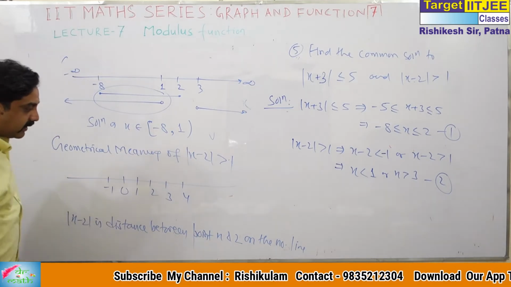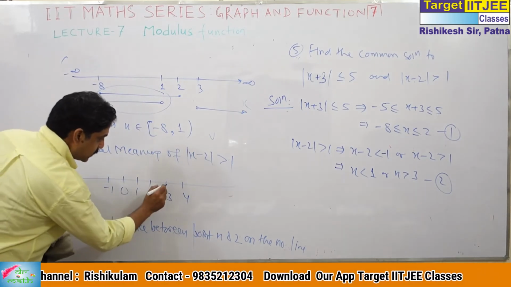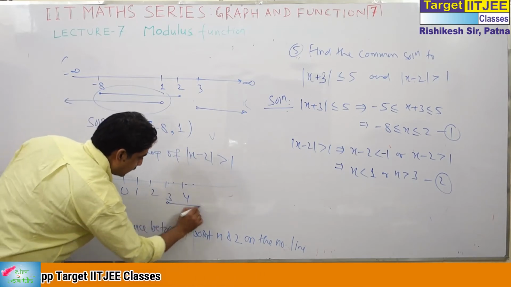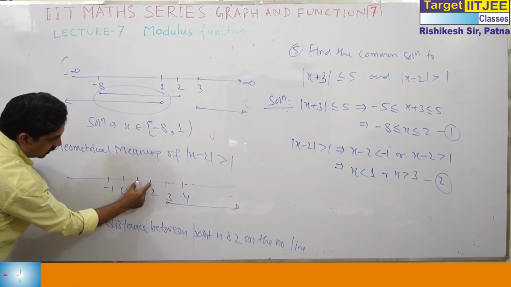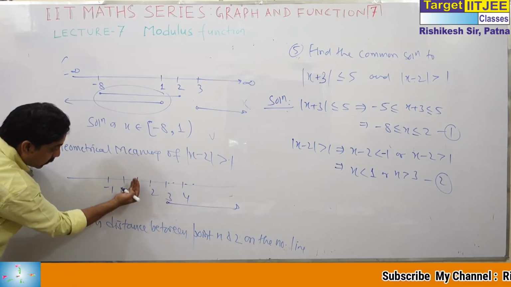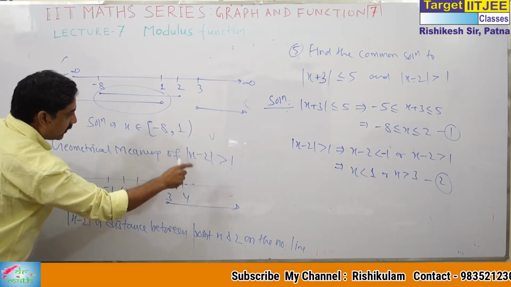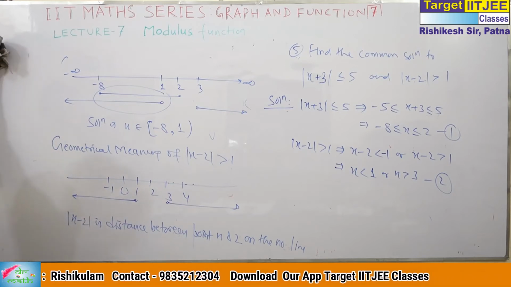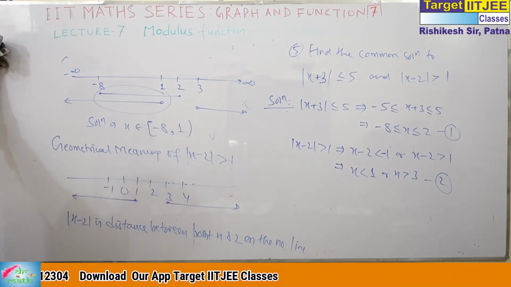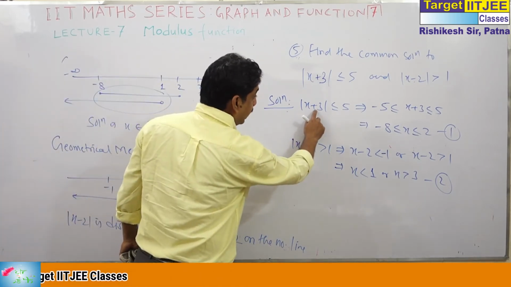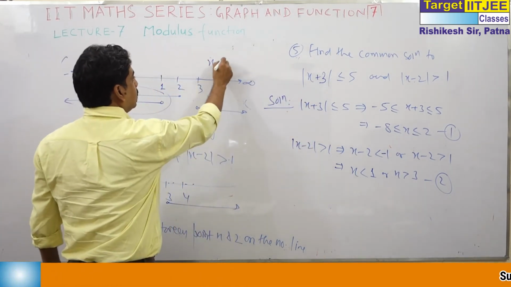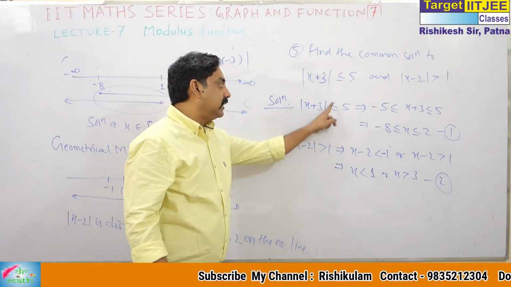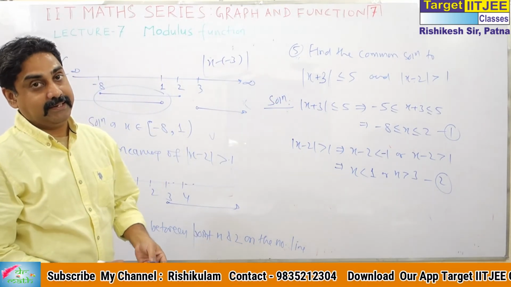Distance of x from 2 is greater than 1. It means this point must be greater than 3. You see, this distance is 1. So this must be greater than 3. And you can see this distance is 1. So for greater than one distance from point 2, we have to move here. So this is a solution. Likewise, this is the distance of x from point what? Minus 3. x plus 3 means also x minus of minus 3. So this is a distance of x from point minus 3 is 5 or less. You can do it on the number line.